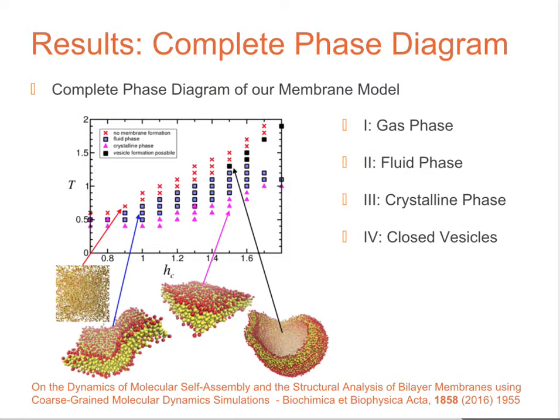Depending on the choice of particle interactions and temperature, we can distinguish four different distinct phases of our aggregated lipids. There's a gas phase, a fluid phase, a crystalline phase, and a phase where closed vesicles are formed. These four phases are displayed in different colors, and sample simulation snapshots of typical structures are provided here. Such a comprehensive analysis has not been done before in other computational studies.